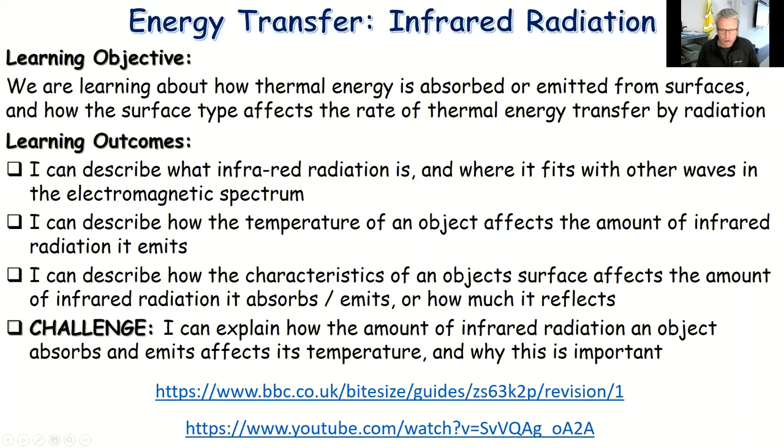Okay, so that really finishes off the lesson for everybody. Hopefully we can describe what infrared radiation is and where it fits with the waves in the electromagnetic spectrum. Hopefully we can describe how the temperature of an object affects the amount of infrared radiation it emits, and how the characteristics of a surface affect the amount of infrared radiation it absorbs or emits, or how much it reflects. And finally, if you're higher tier or triple physics, I hope that you can explain how the amount of infrared radiation an object absorbs and emits affects its temperature and why this is important.